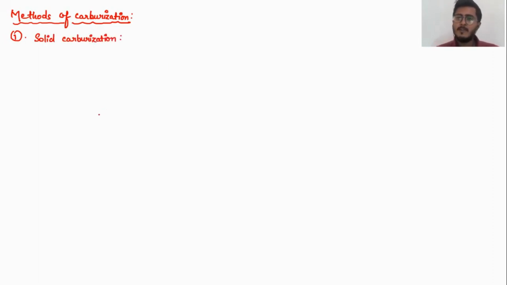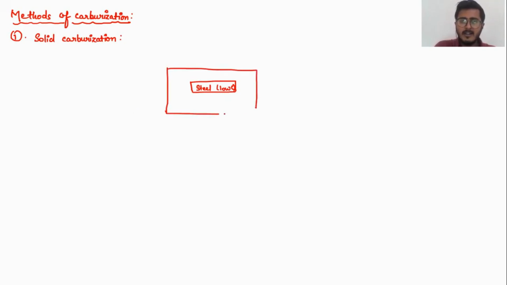Alright. So the above example that we saw is basically based upon the solid carburization. Okay, what happens in case of your solid carburization? You take a steel component. This is my steel component. Okay, this is basically low carbon steel. Okay, and I keep it inside a carburizing medium, which is basically solid. So this is my solid carburizing medium.